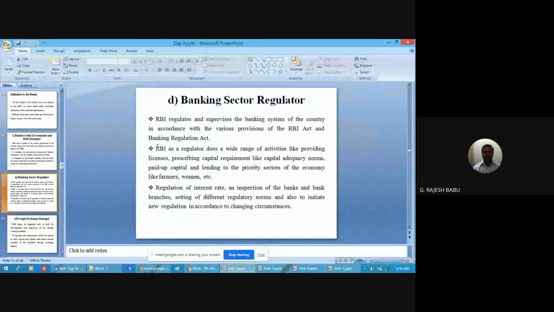Then banking sector regulator. Reserve Bank of India regulates and supervises the banking system of the country in accordance with the various provisions of the Reserve Bank of India Act and Banking Regulation Act. Reserve Bank of India as a regulator does a wide range of activities like providing licenses, prescribing capital requirements like capital adequacy norms, paid up capital, and lending to priority sectors of the economy like farmers, women, etc. It also regulates interest rates, inspects banks and bank branches, sets different regulatory norms and initiates new regulations in accordance with changing circumstances.